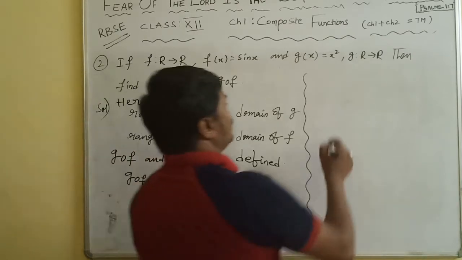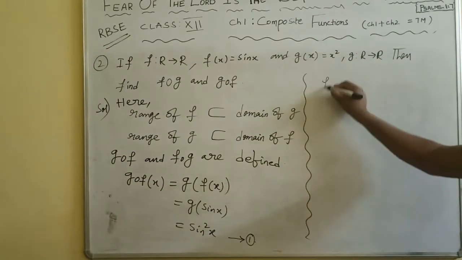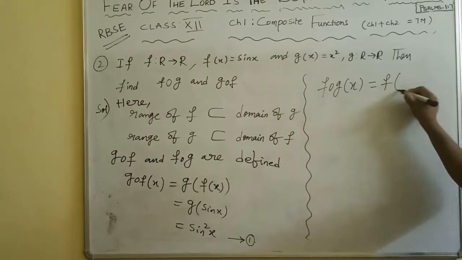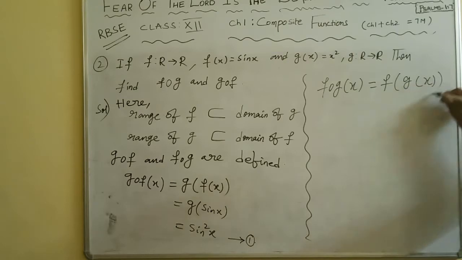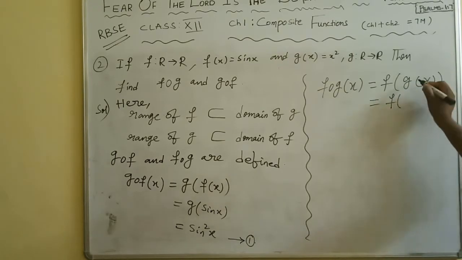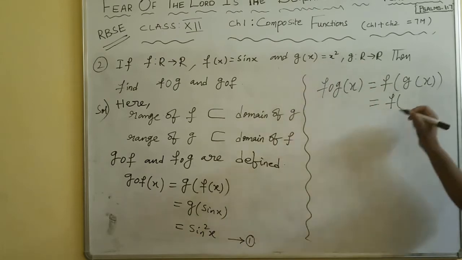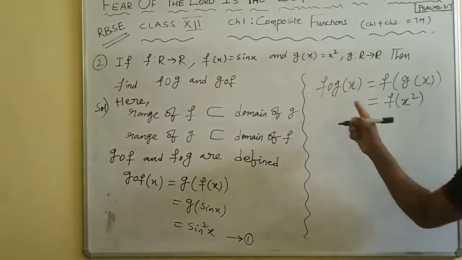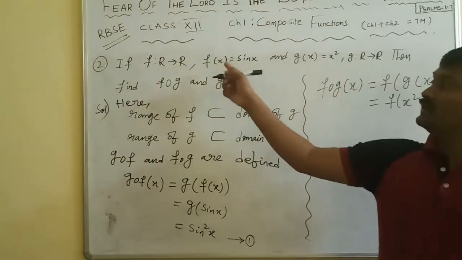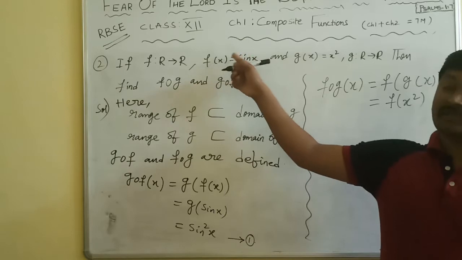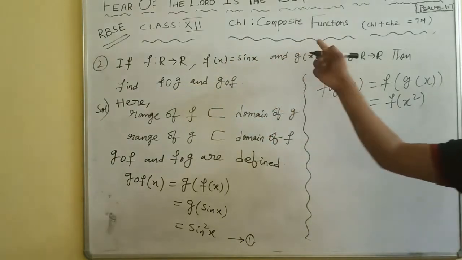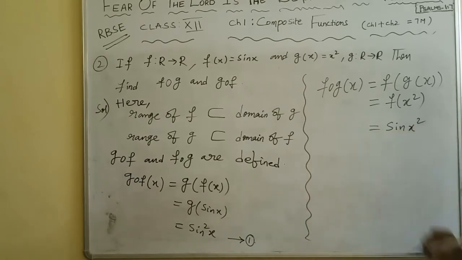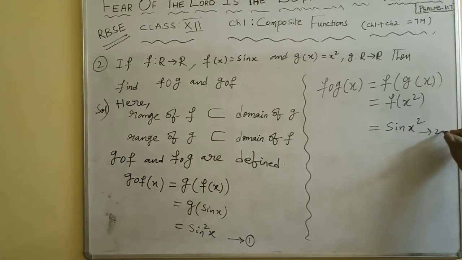Now we'll find F circle G. F circle G of x is equal to F of G of x. So F of, what is G of x here? You found it as x square, just substitute x square. Then F of x square. Here F of x means sin x, so F of x square means sin of x square. So that is equal to sin x square. This is equation number 2.